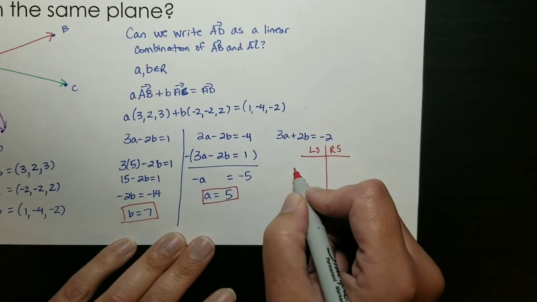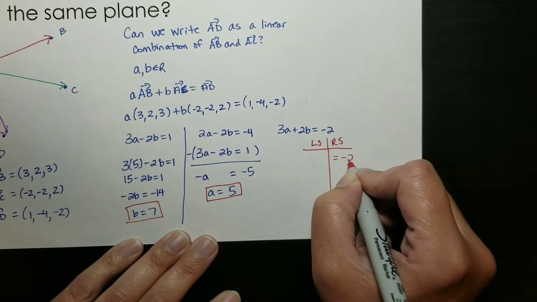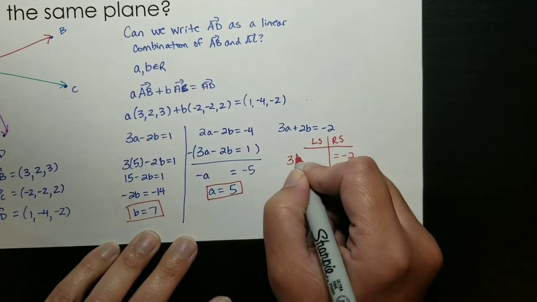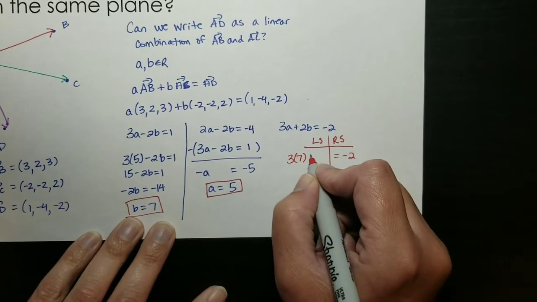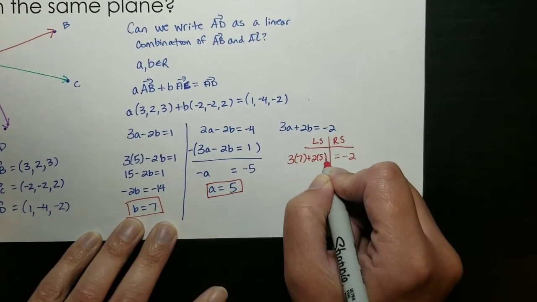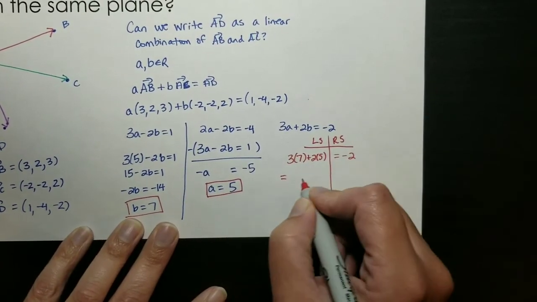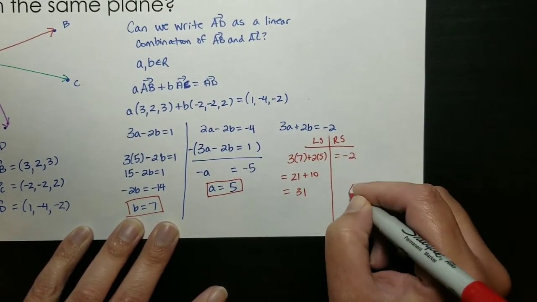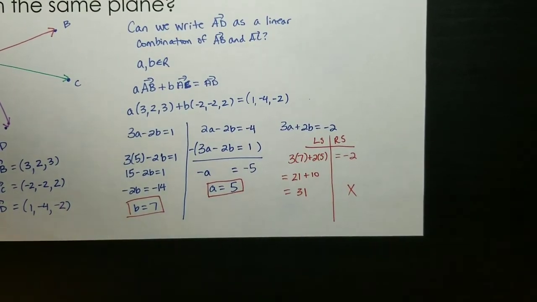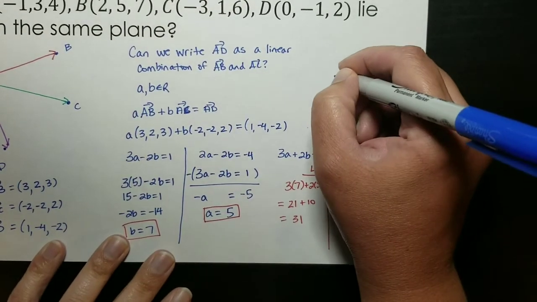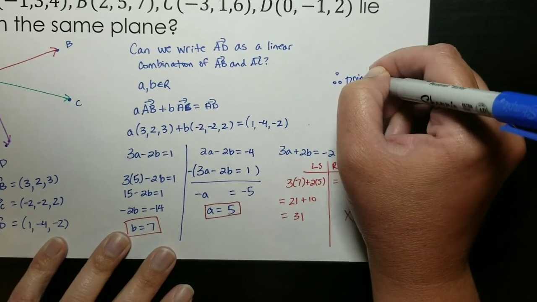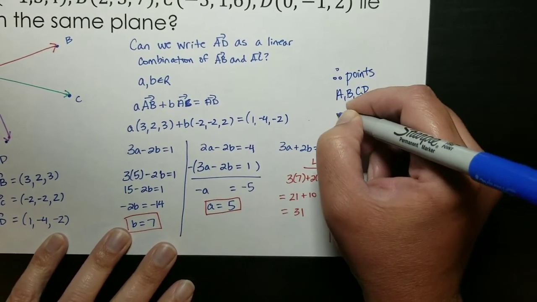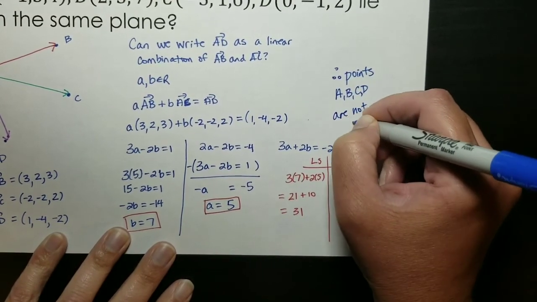So here we've got 3a plus 2b, and we want to know, does it equal -2? I can see already this is not looking good. So we've got 3 times 7 plus 2 times 5, which is really not -2. So 21 plus 10, 31, that's not true. So we can say, therefore, points A, B, C, and D are not coplanar.